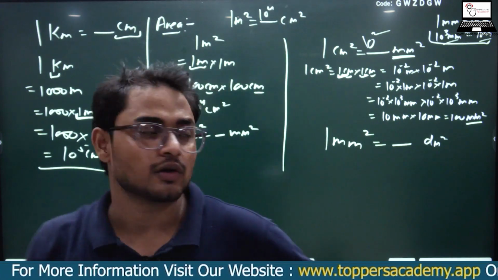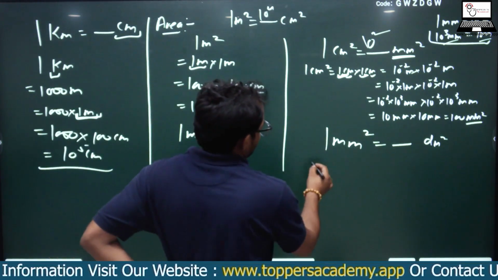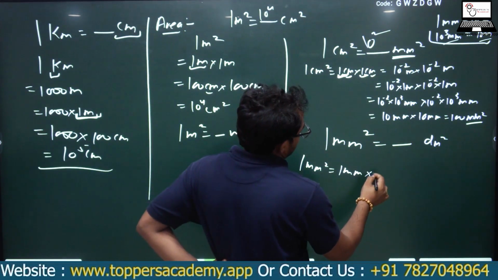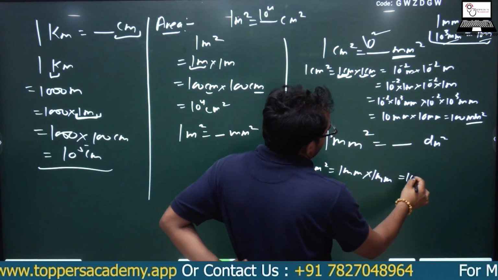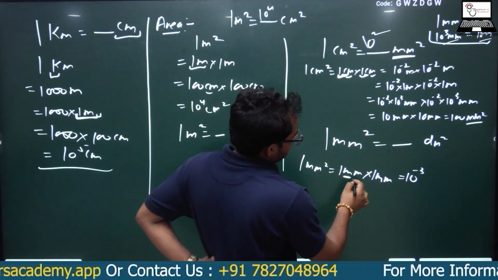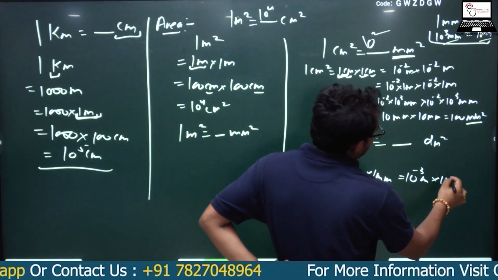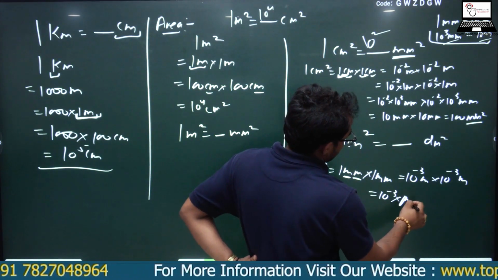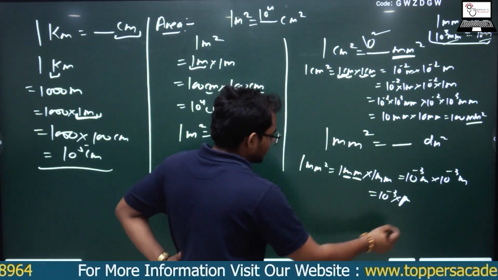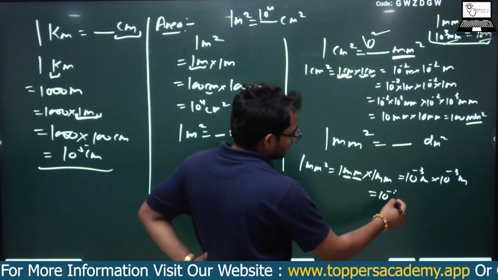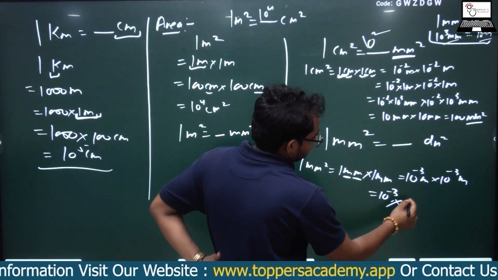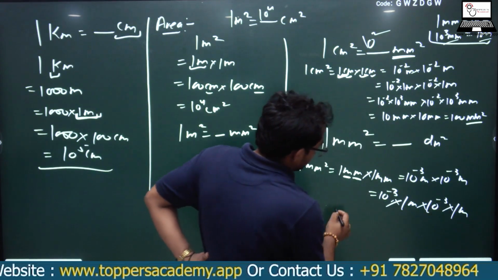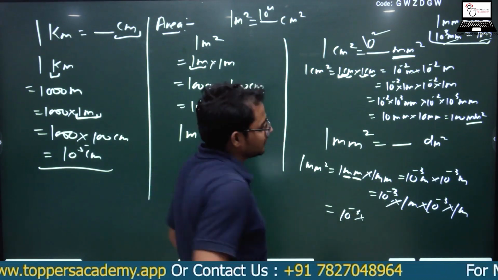1 millimeter square is equal to how many decimeter square? Okay, I am going to solve. 1 millimeter square is equal to 1 millimeter into 1 millimeter. In place of milli, I am going to write 10 to power minus 3, and then meter, 10 to power minus 3 meter. Now I can multiply by 1 meter, because I can multiply by 1 to any value. Now there will be no effect.